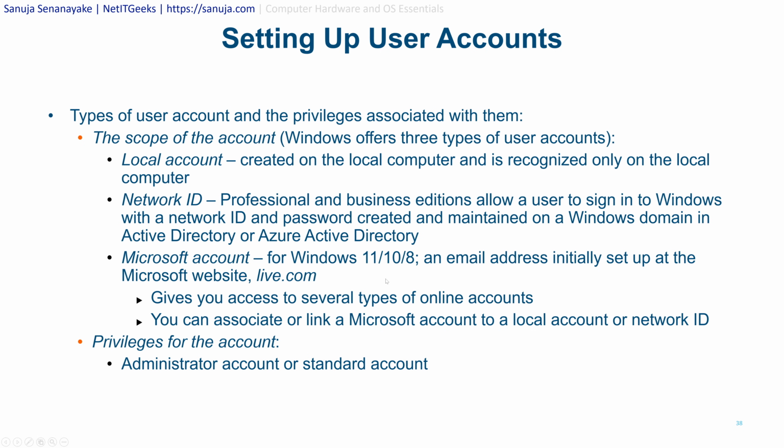Microsoft account for Windows 11, 10 and 8: in that situation, an email address is initially set up through the Microsoft website, especially live.com, or you can actually go to microsoft.com to set up as well nowadays. That gives you access to several types of online accounts, and you can associate or link a Microsoft account to a local account or network ID. So you can have a local account or a network ID account, and then associate that with the Microsoft account as well, or you can directly sign on with the Microsoft account.